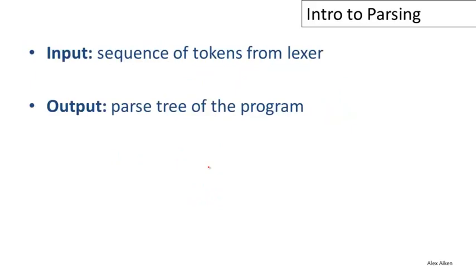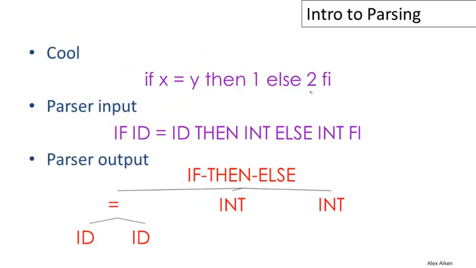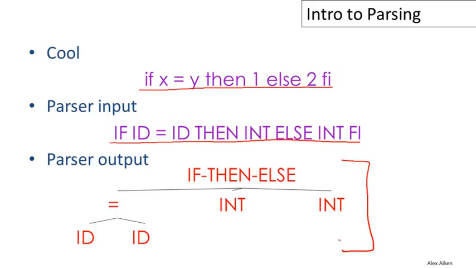So what does the parser do? It takes the sequence of tokens as input from the lexer, and it produces a parse tree of the program. For example, in Cool, here's an input expression that is input to the lexical analyzer. The lexical analyzer produces this sequence of tokens as its output. That's the input to the parser. And then the parser produces this parse tree, where the nesting structure has been made explicit. So we have the if-then-else, and then the 3 components, the predicate, the then branch, and the else branch of the if.